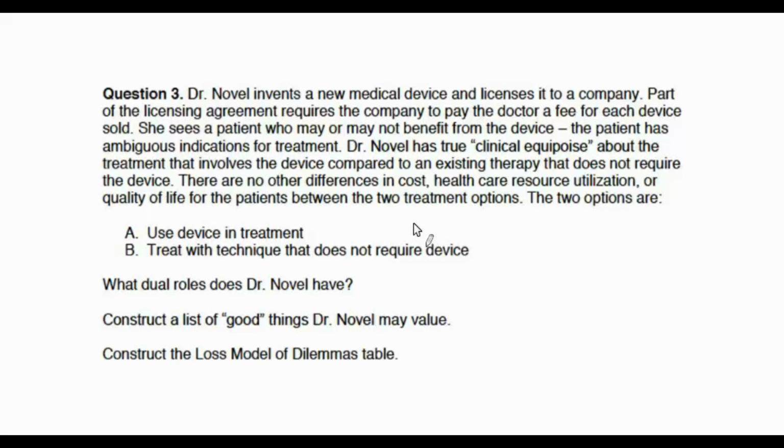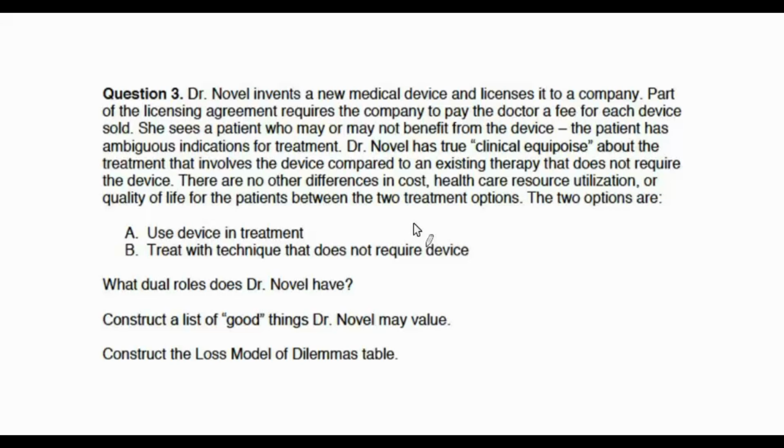The dual roles here refer to the two roles that Dr. Novel has in this hypothetical. The first role is being an inventor of a device. The second role is being a treating physician. It is those two roles that can lead to a conflict. By having two roles, you may have a situation where you can't truly succeed in pursuing both of those roles without a conflict.